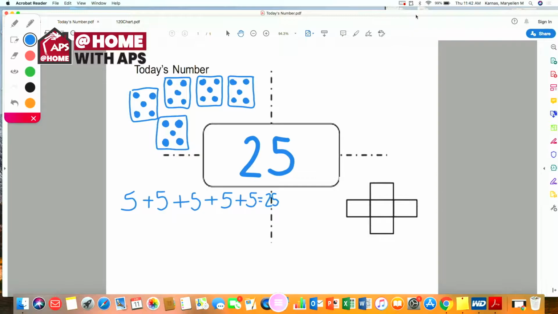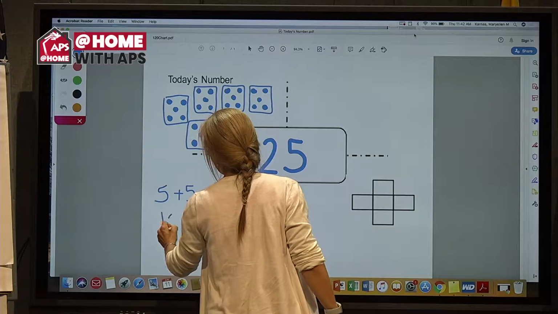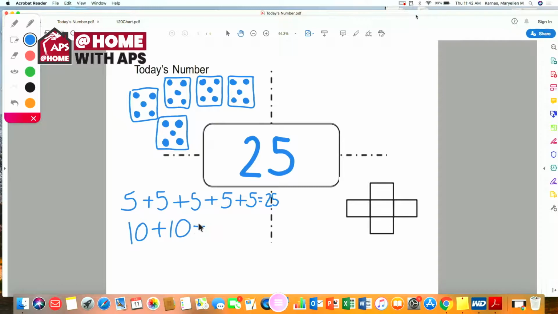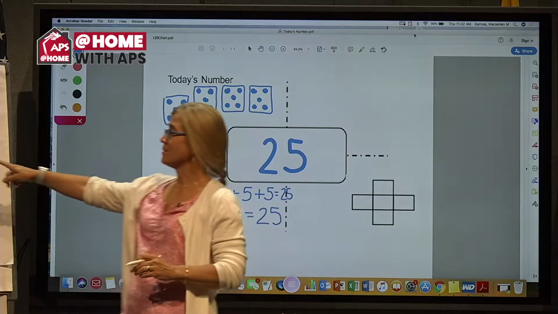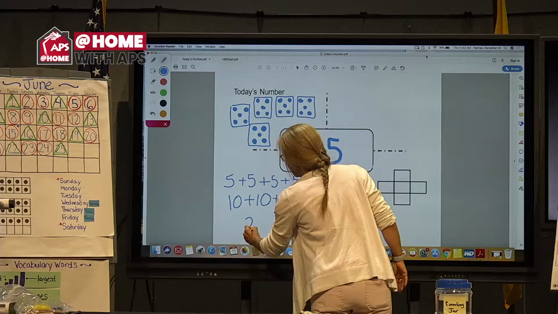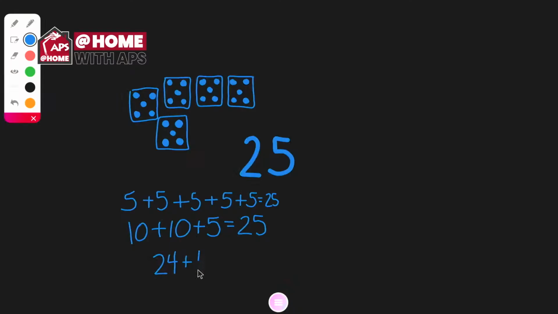We could write a number sentence to go with our 10 frame representation. 10 plus 10 plus 5. How else could we write a number sentence for 25? We could start with yesterday's number, 24. What would we have to add to 24 to make 25? That's right, just one.